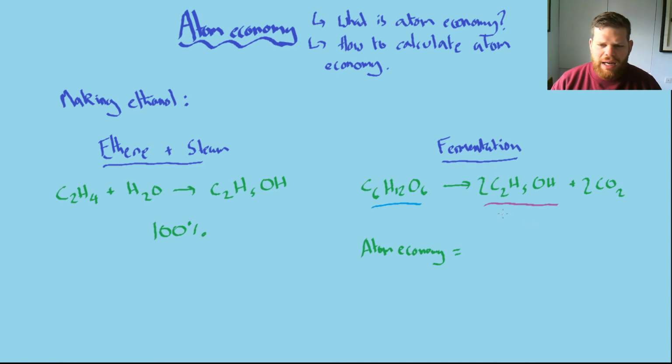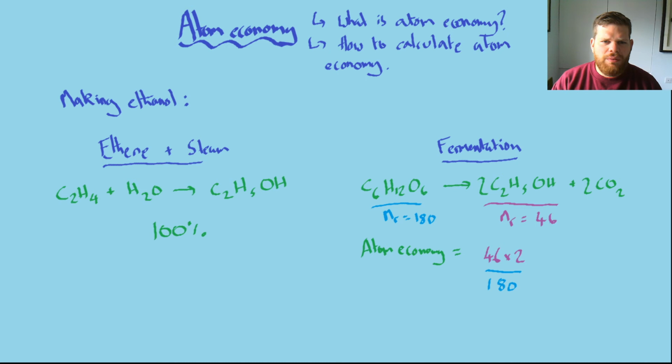Now, ethanol has an Mr of 46. One of the things we've got to remember here is there's actually two of them. So in our calculation, it's the sum of all the useful products. So we'd have 46 multiplied by 2. I get the 2 from the big number here. Divided by the mass of the reactants. The reactant is just glucose, and glucose has an Mr of 180. This might be something that you'd actually have to work out as part of a question.